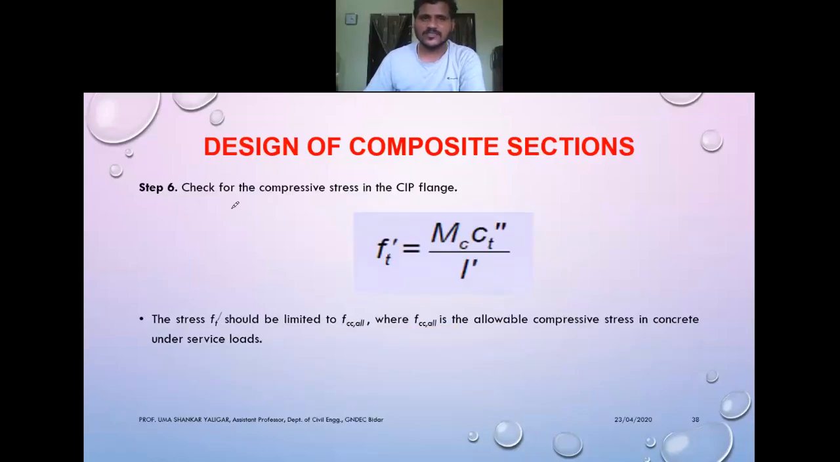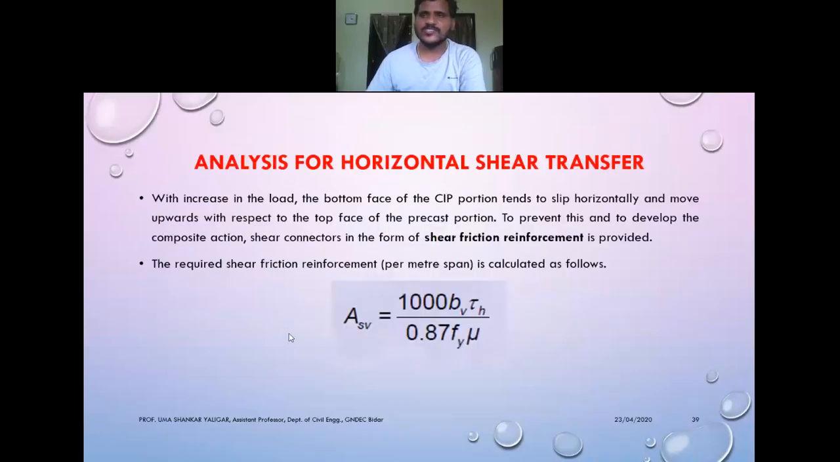Step number 6: calculate the compressive stress in the flange. Ft dash is equal to mc into ct double dash divided by I dash. Then check once again whether this value is less than fc allowable or not. In this way we have to design the composite section. This is the brief procedure to design the composite section. Now we'll go to the last topic.